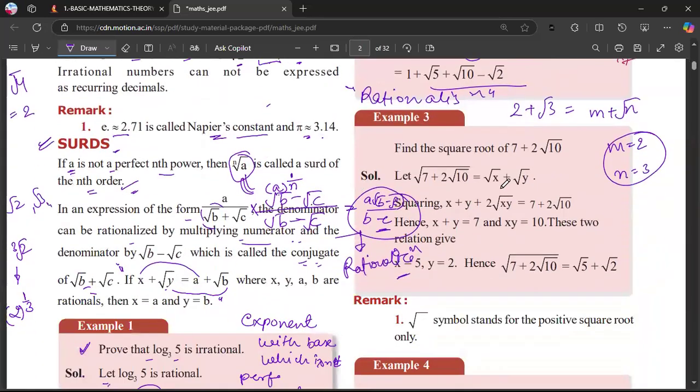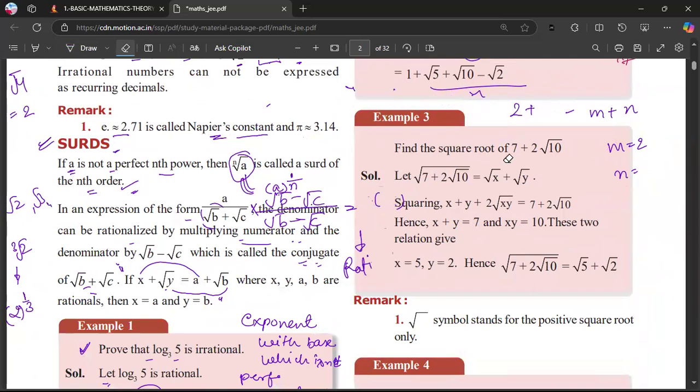Great. So further, they have solved this example this way. Finding the square root of this number, which is an irrational number. Now they have taken the square root of this as equal to root of x plus root of y. Then they have squared on both sides. So a plus b square is a square plus b square plus 2ab, which equals 7 plus 2 root 2. The square will be gone if we square this.